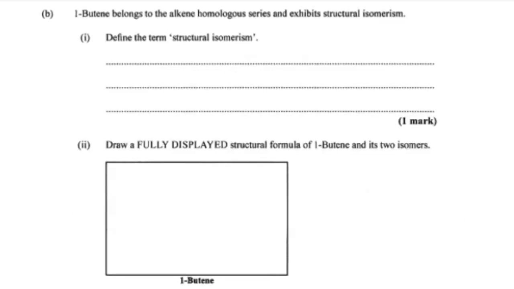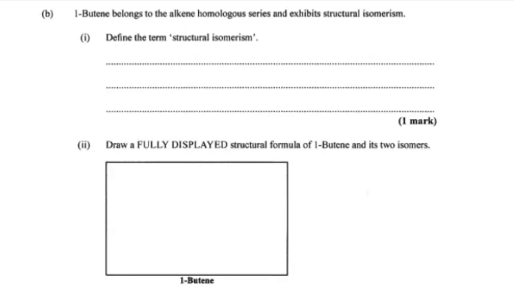1-butene belongs to the alkene homologous series and exhibits what's called structural isomerism. Define the term structural isomerism. What is meant by the term structural isomerism? This is our revision of organic chemistry. We're about to touch it just now. Go ahead. So you have the existence of molecules.